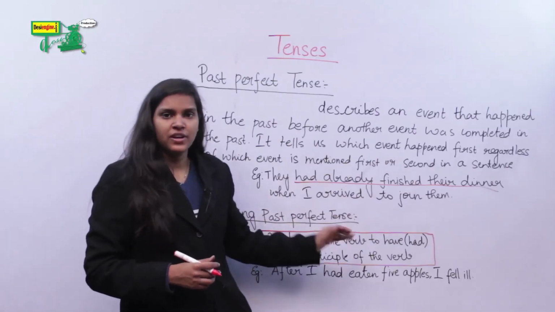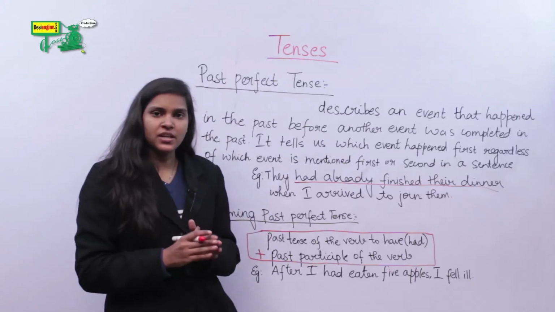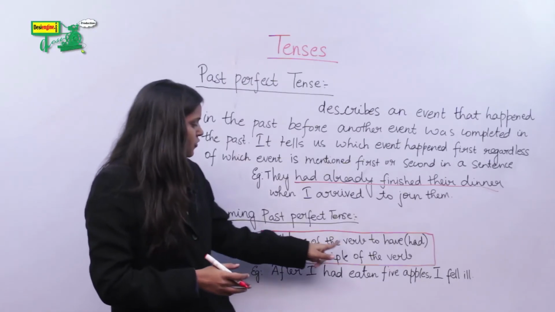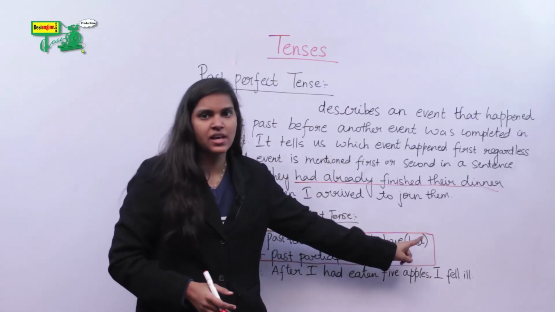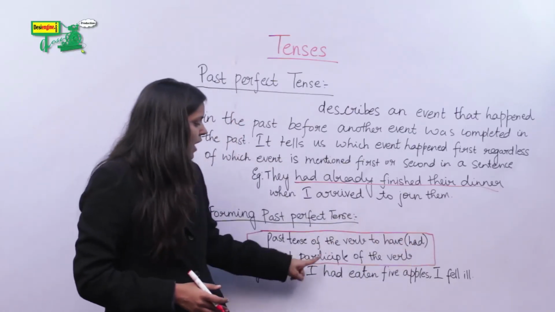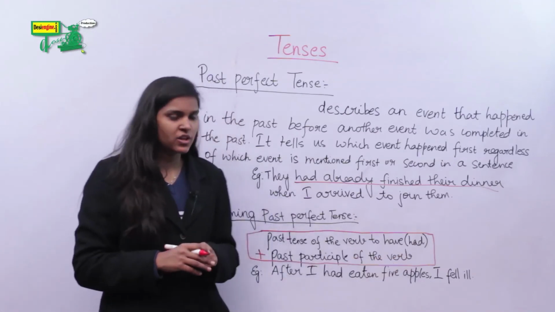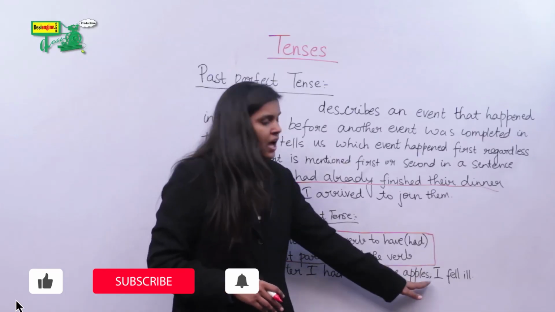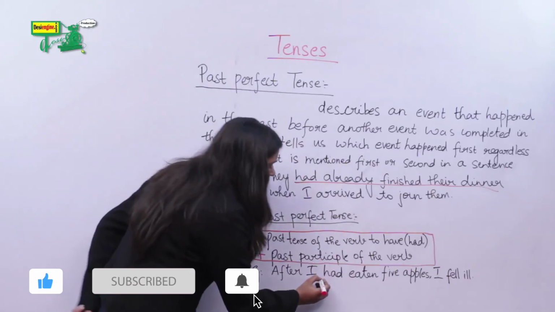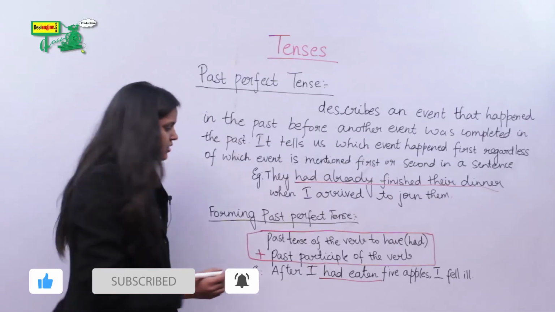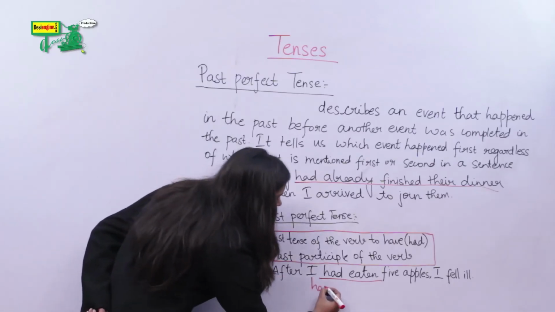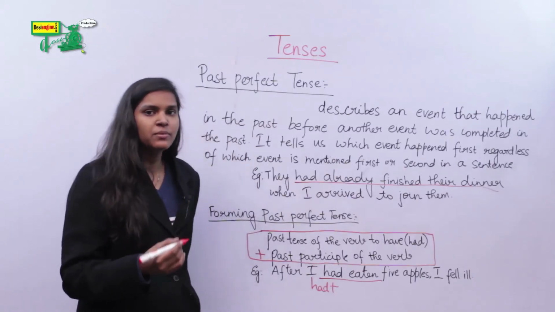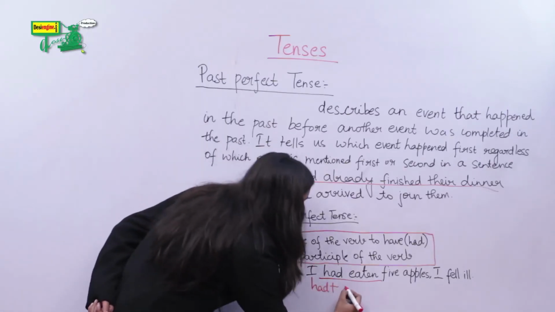Forming past perfect tense. Past perfect tense is formed by joining the past tense of the verb to have, which is had, plus the past participle of the verb. For example, after I had eaten 5 apples, I fell ill. Had eaten. Had plus the past participle of the verb eat, which is eaten.